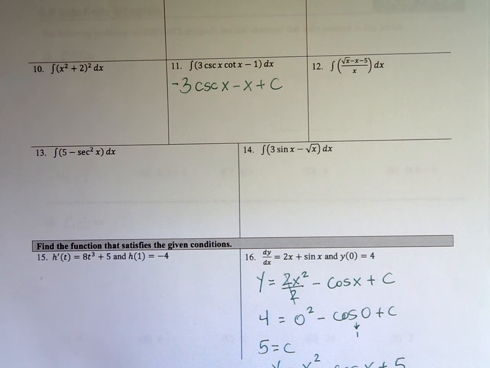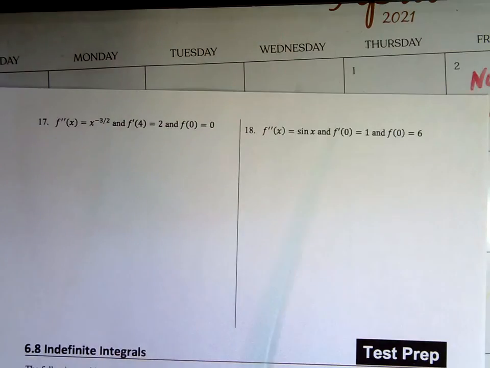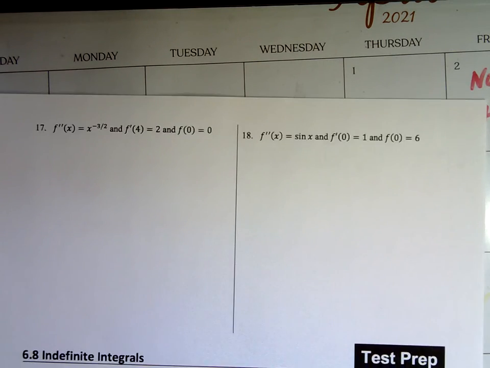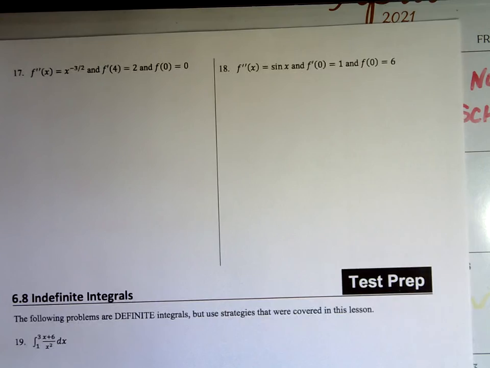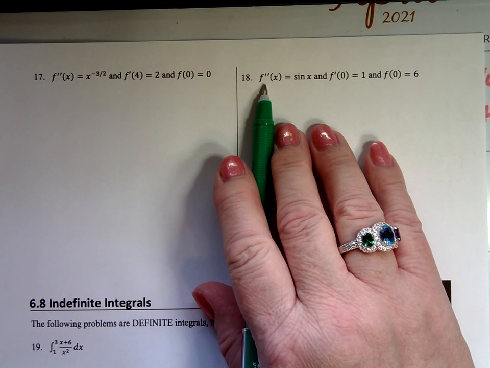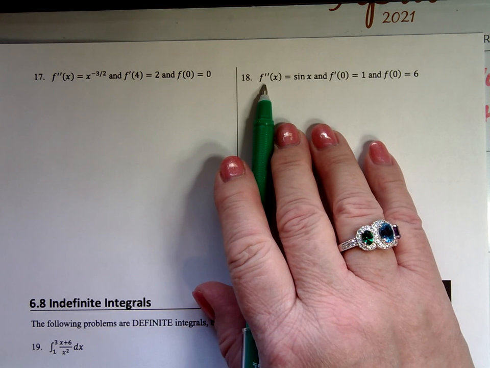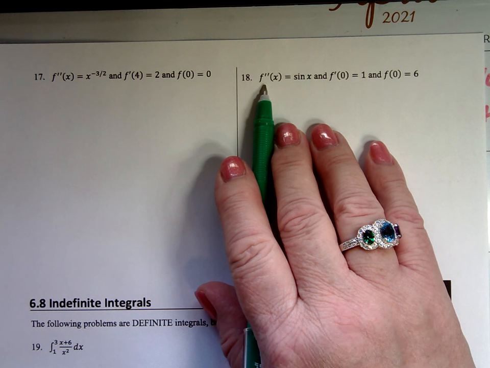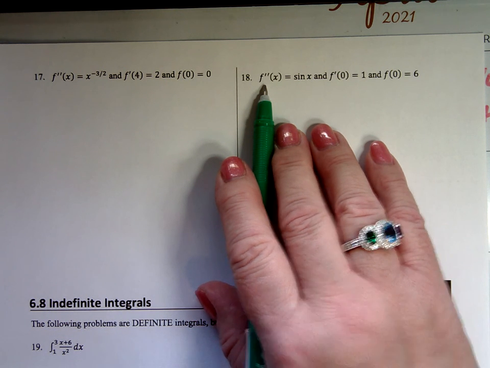Last one that we're doing together, and that is number 18, because they gave us some crazy information this time. We're going to have to go a couple different steps. Because look at this, second derivative. They gave me the second derivative, and I'm trying to get to the function. So watch how this one goes. It's kind of cool. The process is the same.